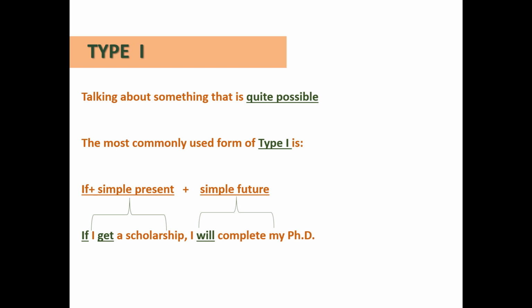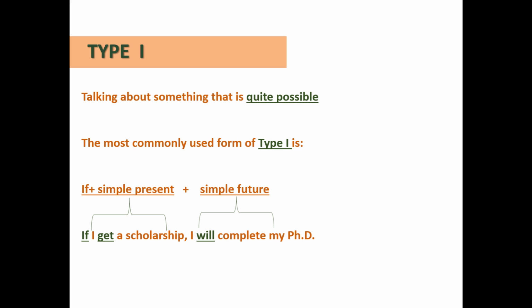In type 1, this type deals with such events which are possible. Now, why is it possible? Because it is written in present tense. If clause is written in present tense. The most commonly used form of type 1 is: in if clause we use simple present and in main clause we use simple future. Now there are other forms also.